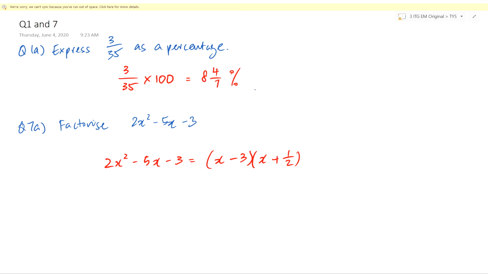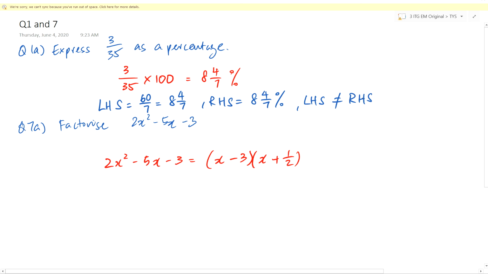You have to write 100%, because if you don't write 100%, effectively what we have is 3 over 35 times 100. We get 8 and 4 over 7, which is 60 over 7 here. Okay? The left hand side is 60 over 7, which is 8 and 4 over 7. The right hand side is 8 and 4 over 7%. The left hand side is not equal to the right hand side. They are different by 100 times. Can you see that? So although the final answer is correct, it is still incorrect because the working is wrong. Do you understand?